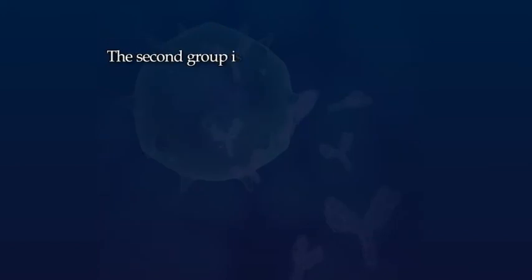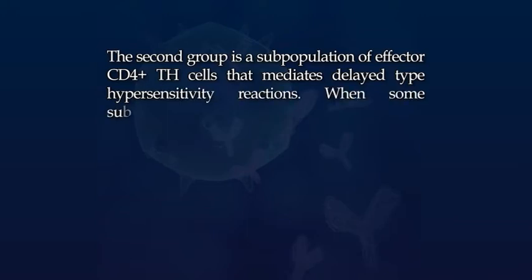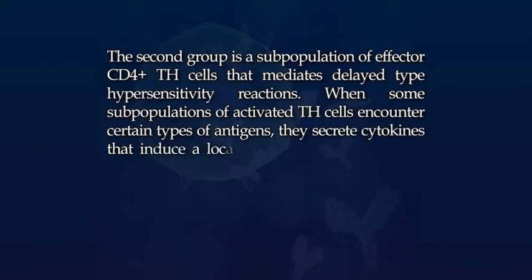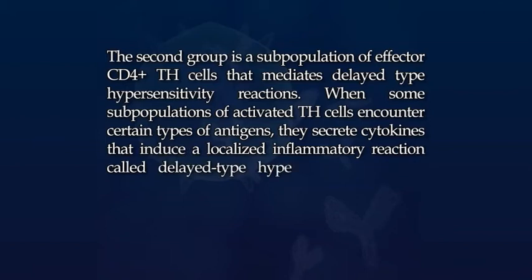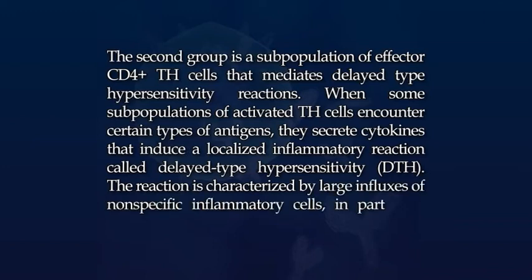The second group is a subpopulation of effector CD4 positive T helper cells that mediate delayed type hypersensitivity reactions. When some populations of activated T helper cells encounter a certain type of antigen, they secrete cytokines that induce a localized inflammatory reaction called delayed type hypersensitivity or DTH. The reaction is characterized by a large influx of non-specific inflammatory cells, in particular macrophages.